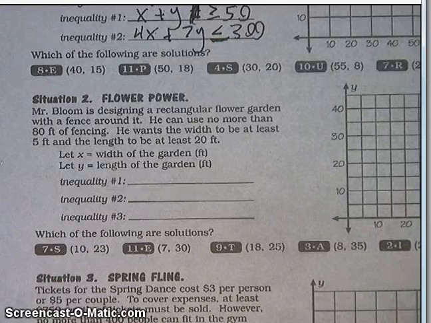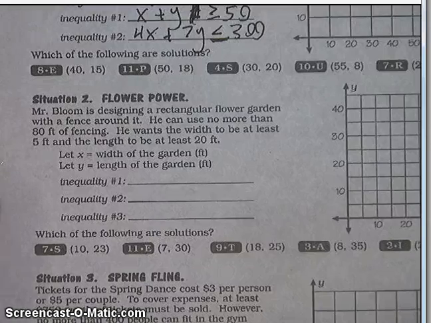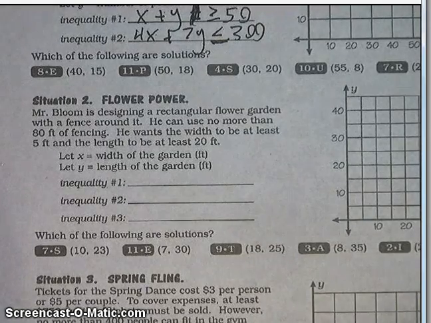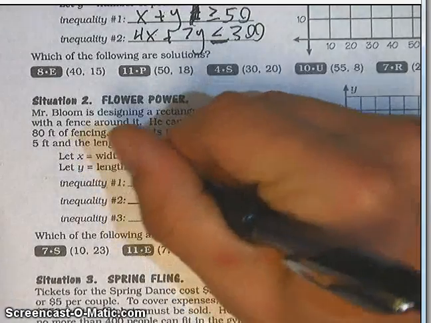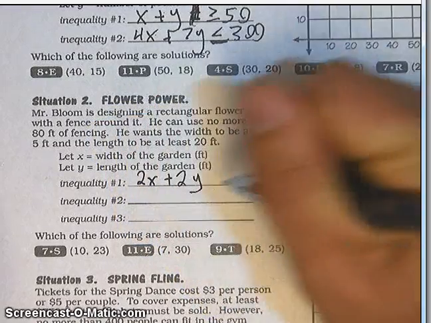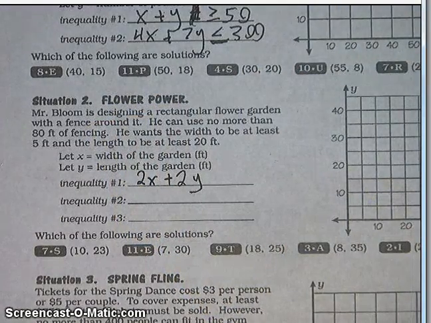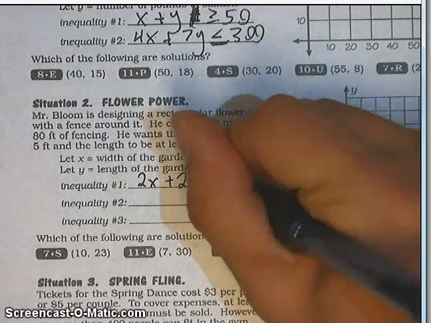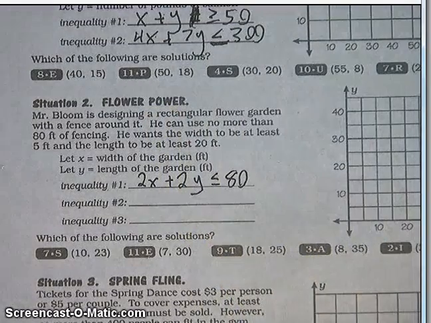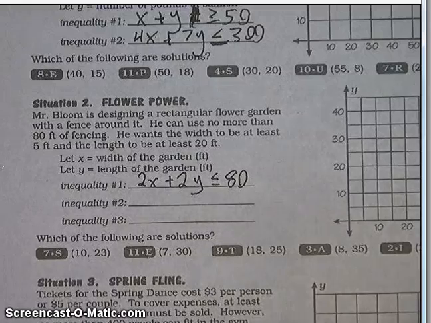Well, I happen to know it's a rectangle, and I know that for rectangles, the perimeter, which is what we're talking about with fencing, is 2x plus 2y. And that perimeter has to be less than or equal to 80, because I only have 80 feet of fencing. I can't do 81 feet because I don't have enough boards to do it.